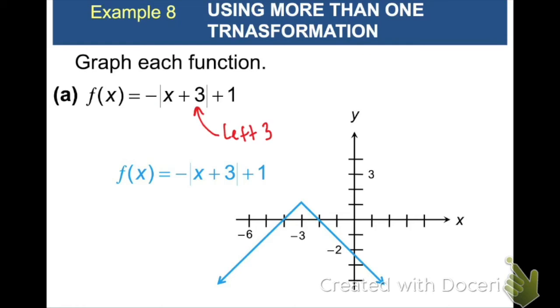Next, we have x plus 3 inside the absolute values, so that's going to be a shift left 3. So we're moving all of our points left 3. Specifically, think about taking this point right here at the origin. Remember, your parent function looks like this. And moving it left 3. 1, 2, 3. And then our third transformation is up 1. So we're going to take that point that we just moved 3 to the left and move it up 1. And that's how we get that new point.